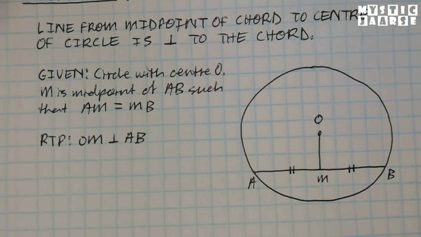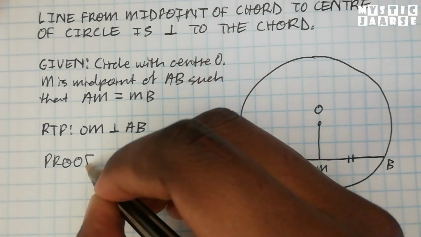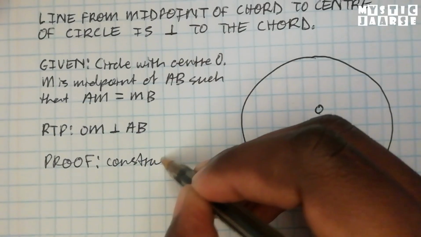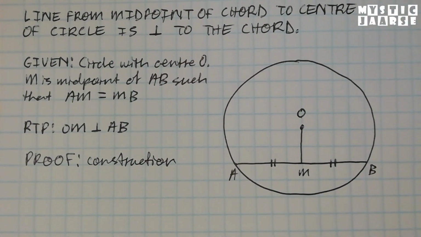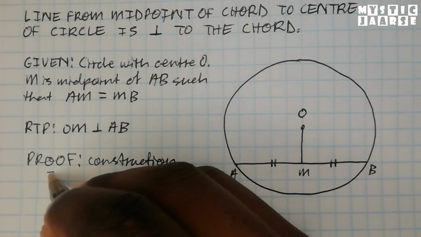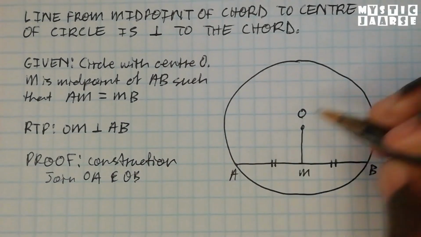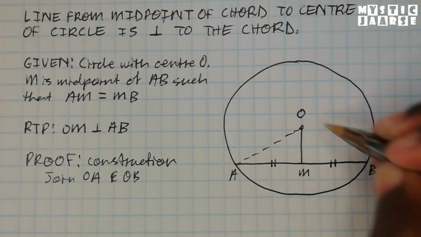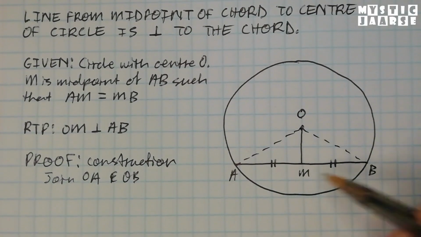So in order for us to prove this theorem, we need a construction. The goal of constructing is that we want to have two triangles that we can then prove are exactly the same, meaning they are congruent to one another. So we join OA and OB. We use dotted lines for construction. Now we have created triangle OMA and triangle OMB, right?